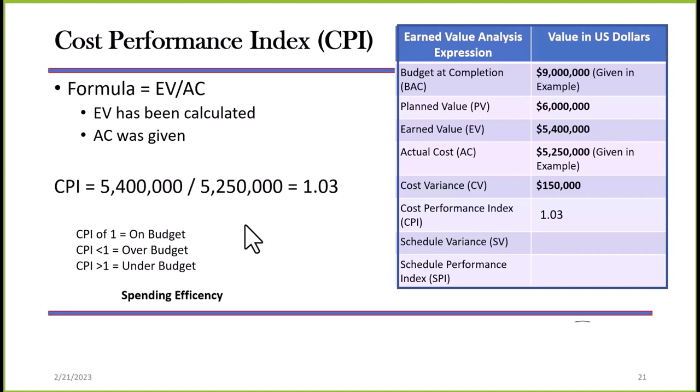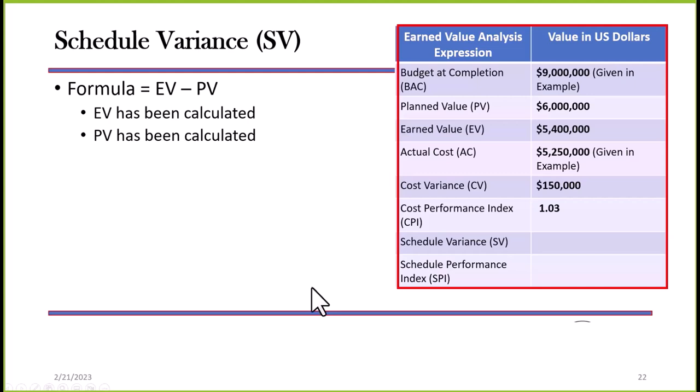We've talked about the cost. How about the schedule? This is also a part of our earned value management approach. What does the schedule look like? We take the schedule variance, the SV, and the formula is EV minus PV. Our earned value is $5.4 million. Our planned value is $6 million.